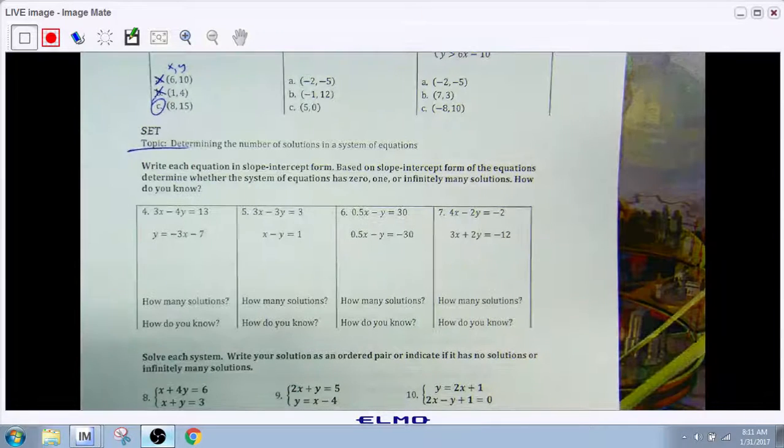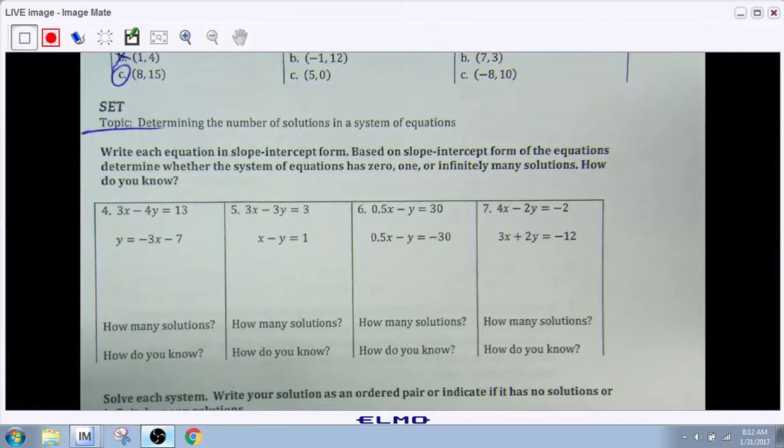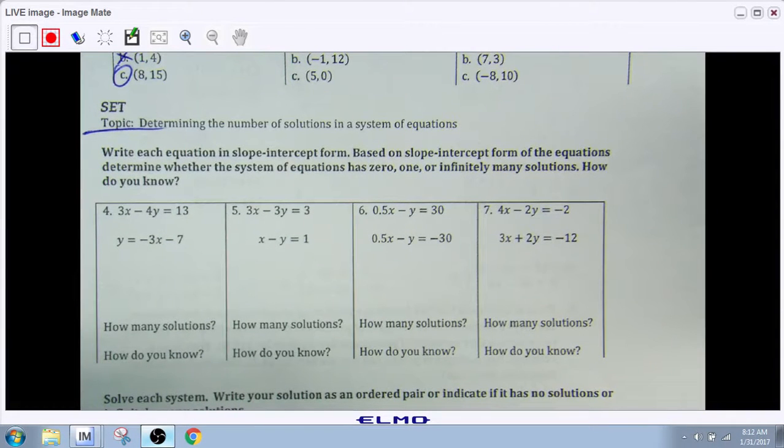All right. Write each equation in slope-intercept form, and then based on slope-intercept form of the equation, determine whether the system of equations has 0, 1, or infinitely many solutions. How do you know? Okay, so this is important, kind of based on what we were talking about yesterday, when we were talking about the way we know whether or not there are special cases.